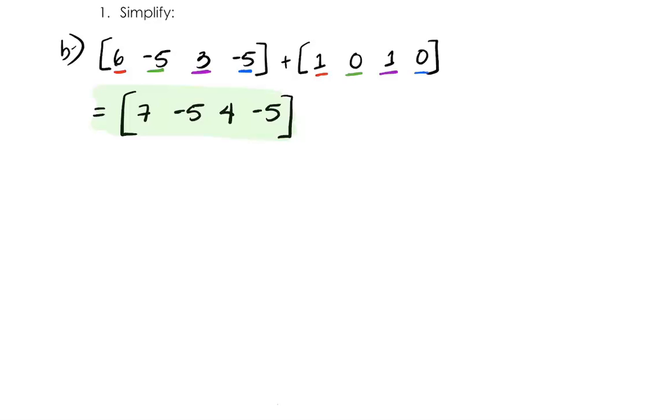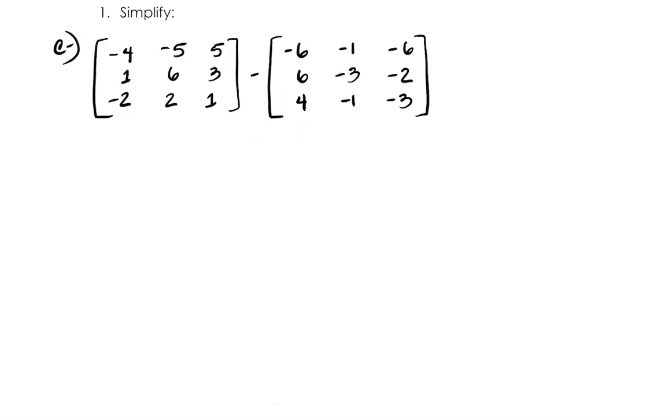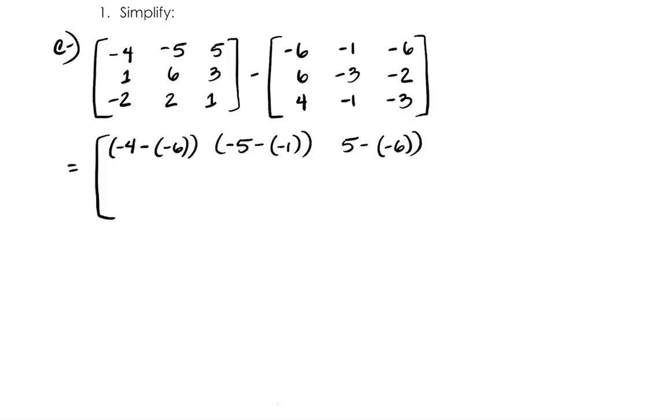Now moving on to part C. In part C, we are going to subtract two matrices. Just as we did in part B, we are going to subtract the first value from each matrix, as well as the second value, the third value, and so on. So we'll have -4 minus -6, -5 minus -1, and 5 minus -6. This is our first row.